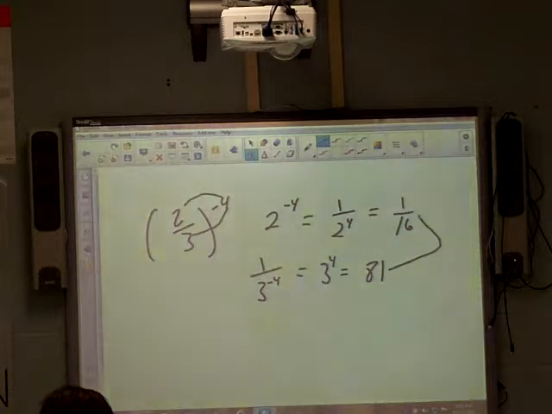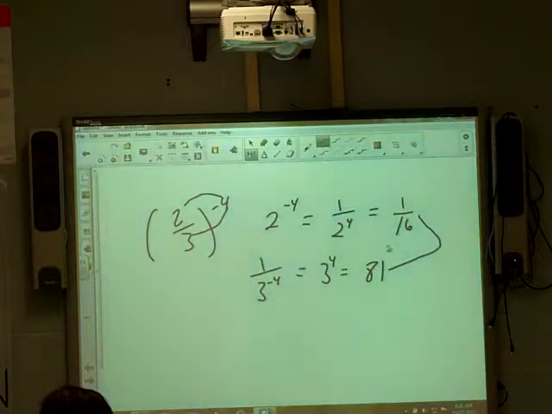These are my two things that I've got to put together to get an answer now. I got a whole number and then I got a fraction. So where would this whole number go?